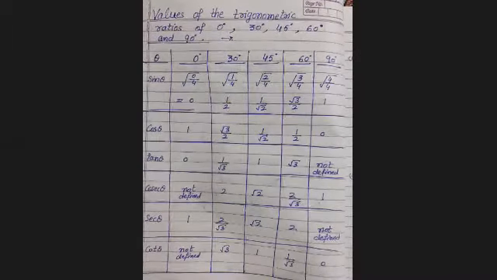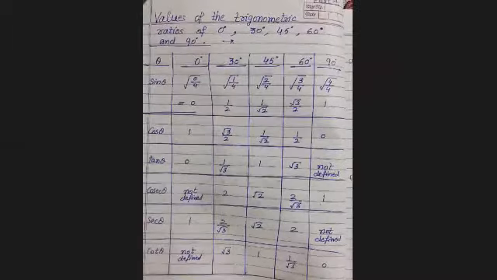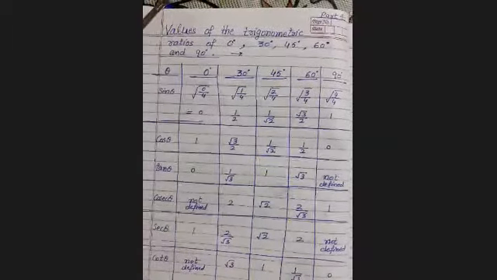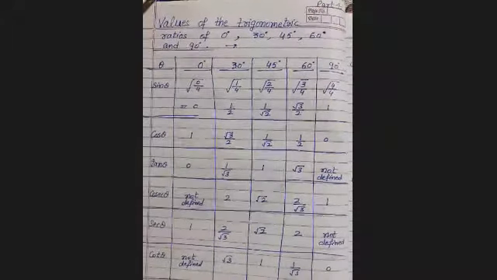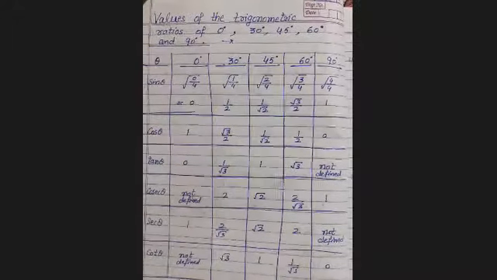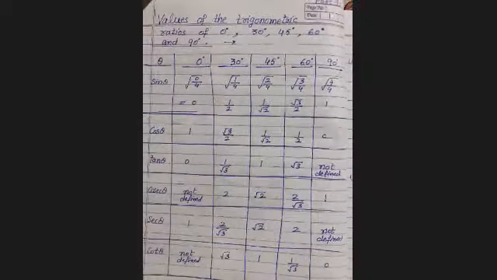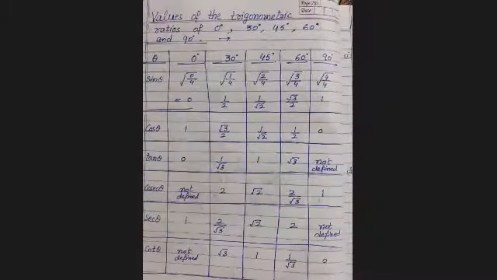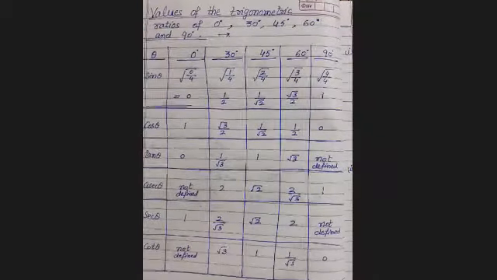Good morning, children. Let us discuss values of trigonometric ratios with angles 0 degree, 30 degree, 45 degree, 60 degree, and 90 degree. First, you will learn how to find out the values of sine theta. It is the base of all trigonometric ratio values.